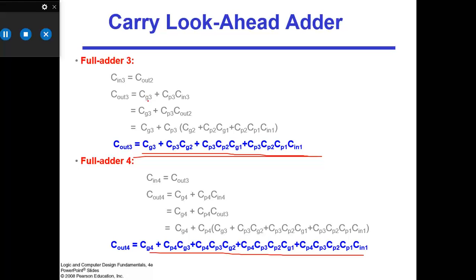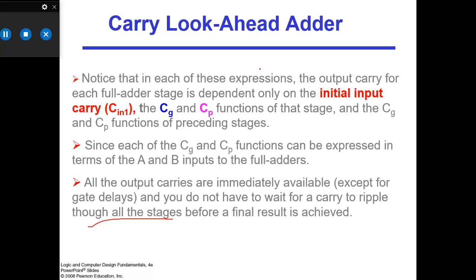equation, but it is also a combinational circuit based on AND and OR gates. Same is the case with C in 3 equal to C out 2, and C out 3 is going to be CG3 plus CP3 into C in 3. We plug in the value of the previous C out 2 here, and then multiply out. C in 4 is equal to C out 3, and then we open this equation. Usually we don't go beyond 4-bit because the equation gets more complicated, and rather than an advantage, we can get a disadvantage. So we basically make 4-bit CLA adders and cascade them like the previous ripple carry adders.